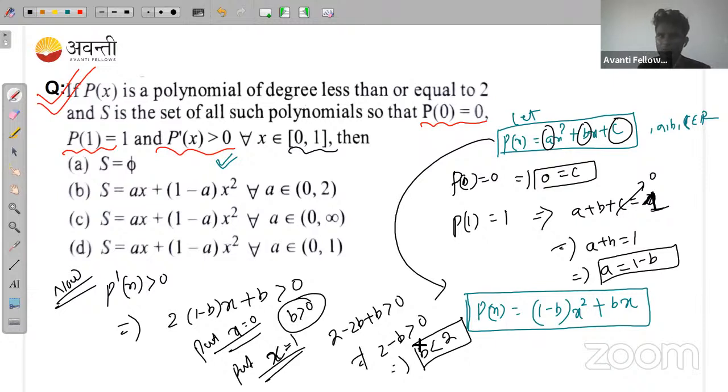Okay. So how is the polynomial now? Our final polynomial will be like this only: p of x is (1 minus b) x square plus bx, where x belongs to, sorry, where is the value of b? It will be greater than 0 and less than 2, 0 to 2.